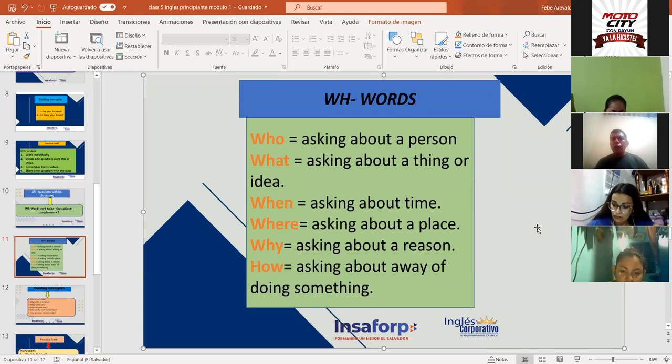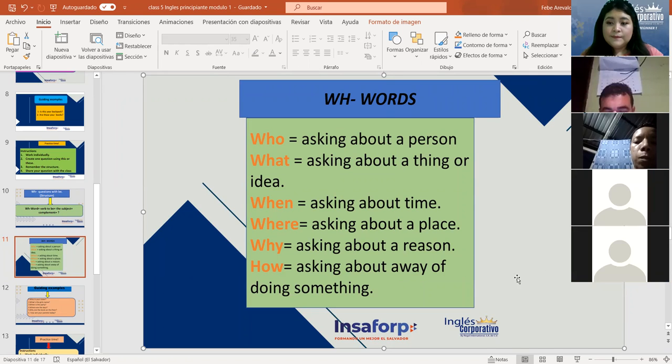And how, about a way of doing something. How do you prepare coffee? How do you go to school, all right? Different things. Copy this on your notebooks, please. This is key, and I don't want you to lose it. No quiero que se pierdan esto, así que cópienlo, please.